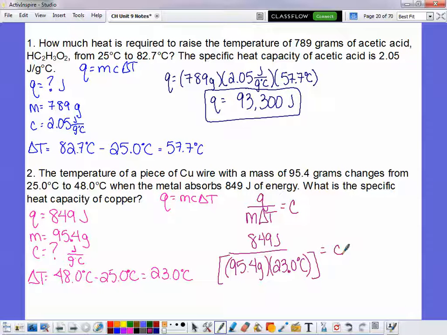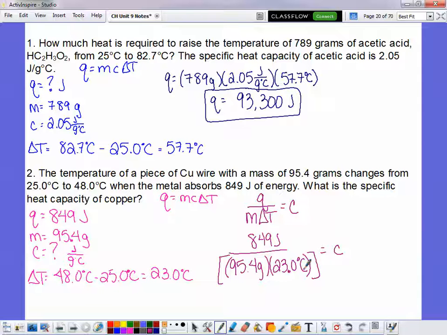Now make sure when you're doing the math, you're doing all the functions properly. Make sure you're dividing by 23 instead of multiplying by it. You can solve that error by just putting extra parentheses around the entire bottom. Also notice that we have joules divided by grams degrees Celsius. That's what gives us our units for specific heat capacity.